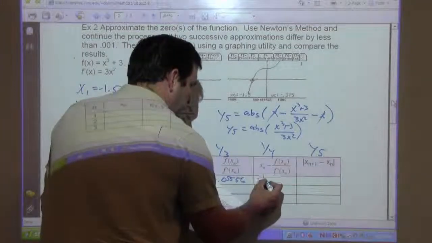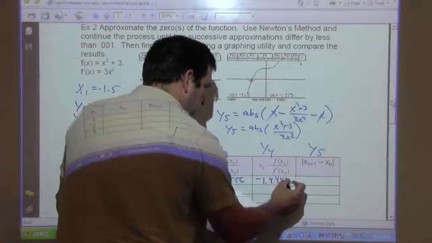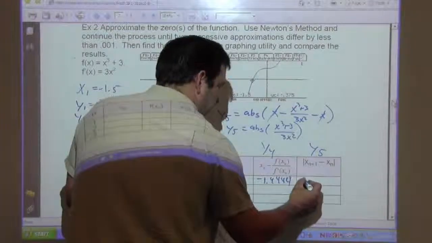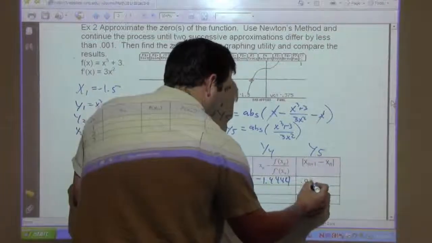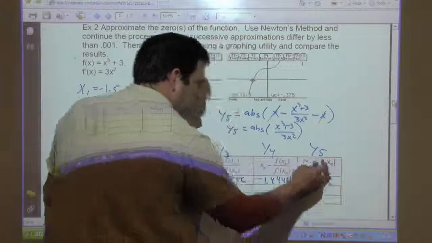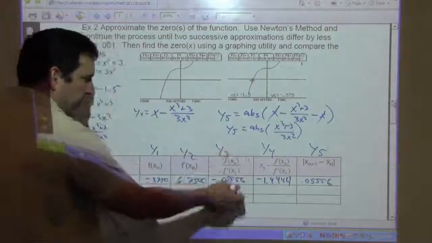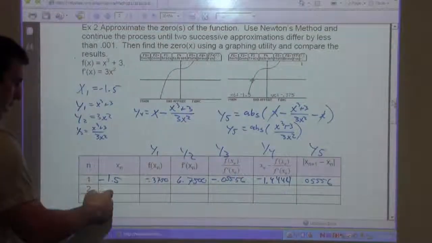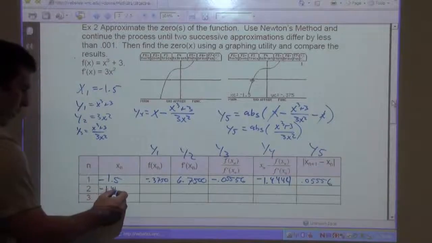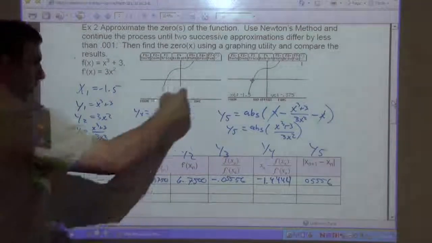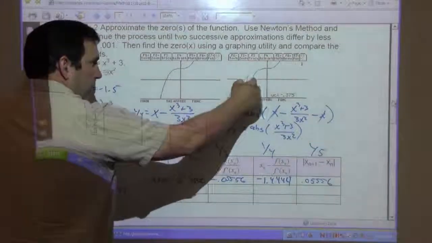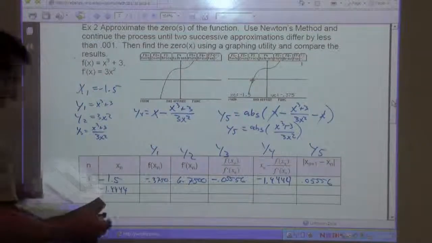So it's going to be negative 1.4444, and the absolute value of the difference is 0.05556. And really this column here is just the absolute value of this column. So we take this one, plug it in here. Negative 1.4444. Again, we're trying to get closer to the 0. So now we're at negative 1.444. We're not quite at the 0 yet.